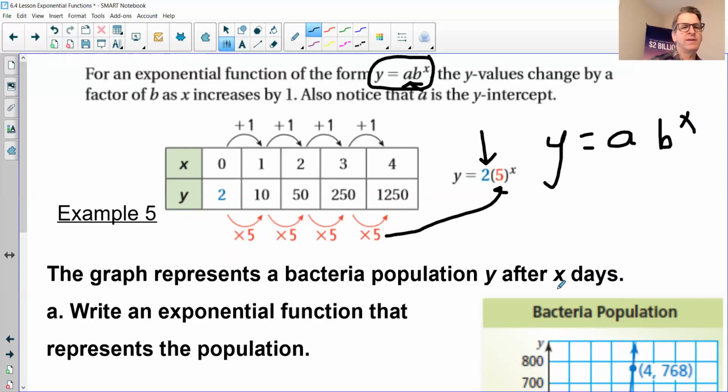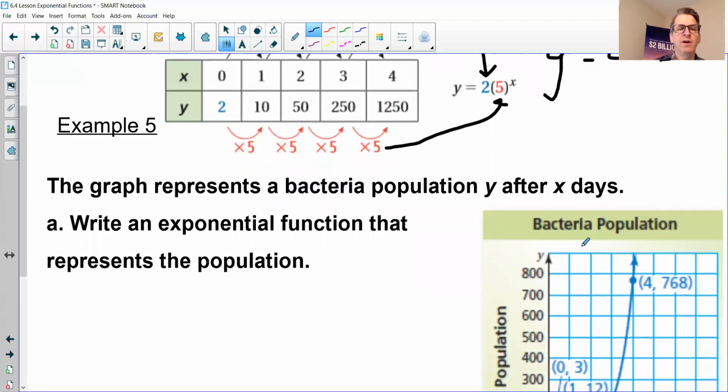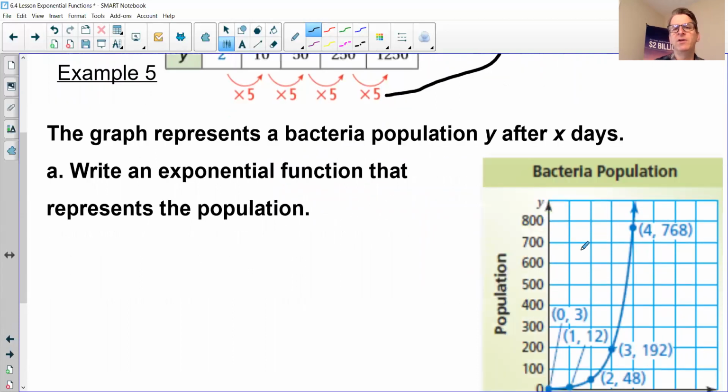One last thing today, and then I'm going to let you go, is example 5. This is an example of a real-life application with exponential functions. The graph here represents a bacteria population y after x days. Write an exponential function that represents the population.